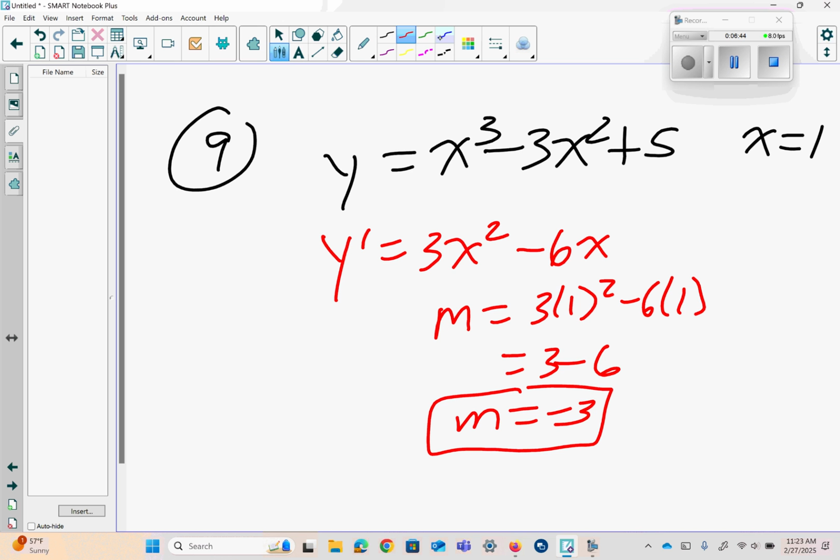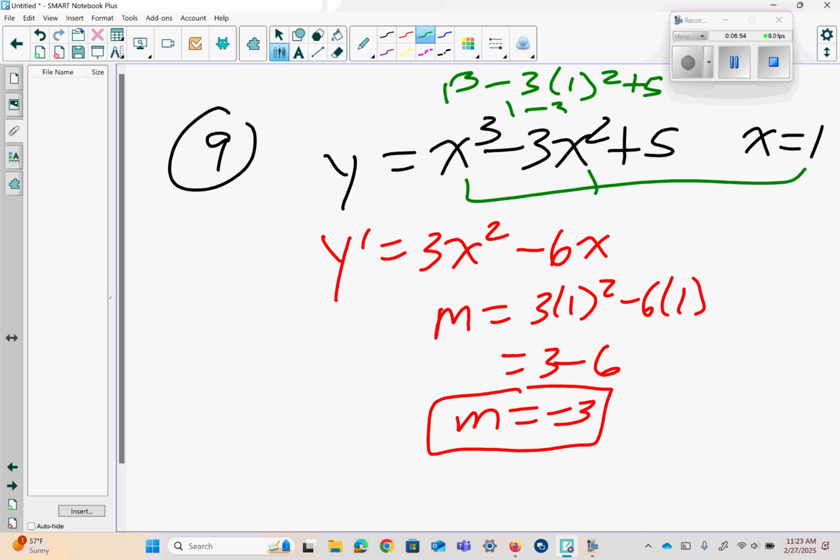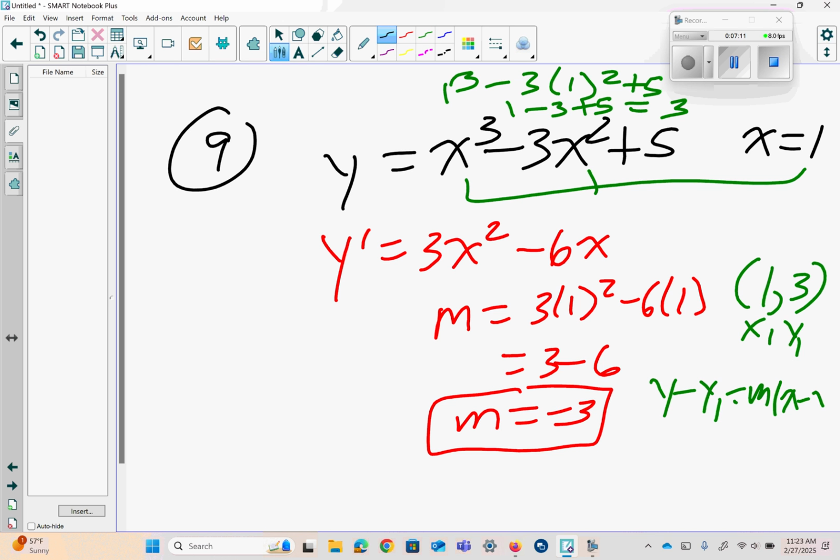And so then if I wanted to find the point that works here, I'm going to take this 1 and plug it into these x's. So I'm going to get 1 to the third minus 3 times 1 squared plus 5. So that's 1 minus 3 plus 5. 1 minus 3 is negative 2. Negative 2 plus 5 is 3. So the point 1 comma 3. So that's x1, y1. And now we can use our point slope and plug it in. So I get y minus 3 equals negative 3 times x minus 1.